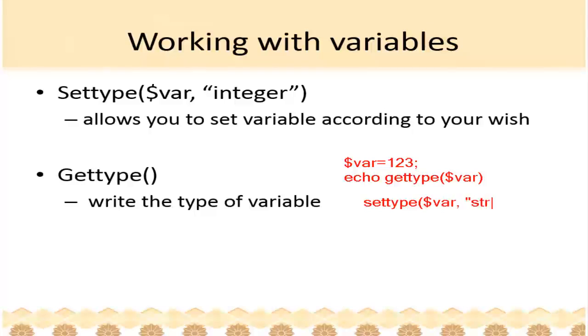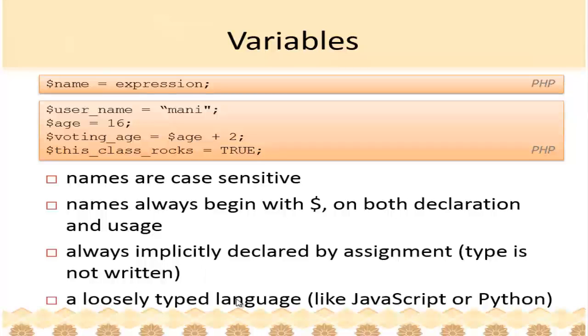For example, I can say I want it to be treated like a string, and from now onwards that will be considered as a string, even though the type that is assigned to it is a numerical value. You are changing the type, and that is settype. Now this is how you assign the value to the variable. We have the variable and you specify the value.